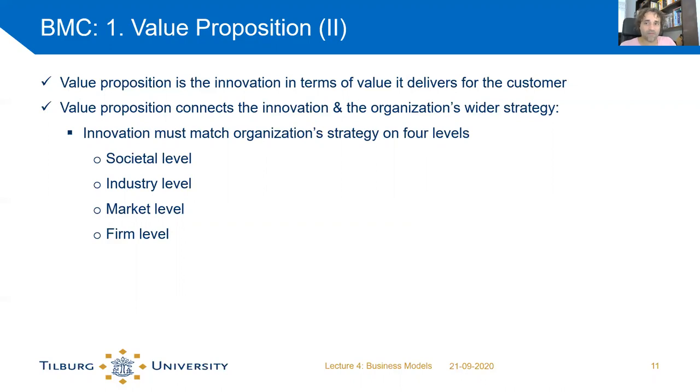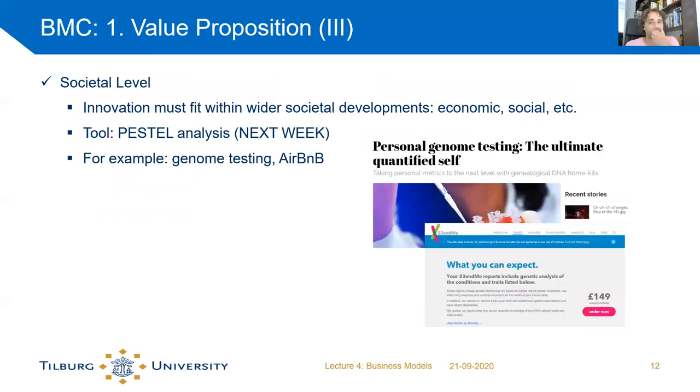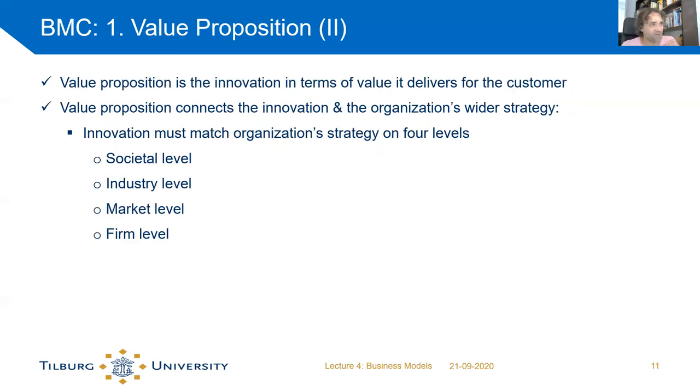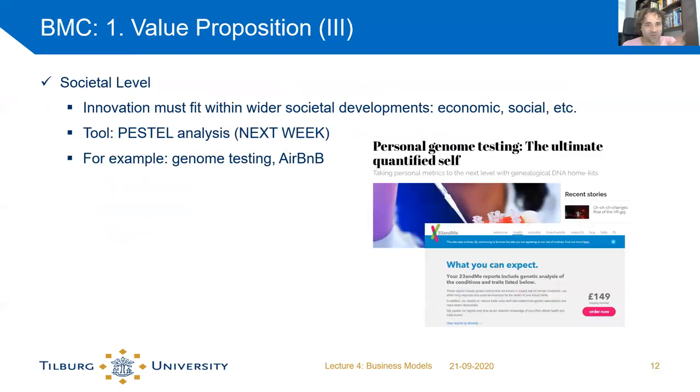And this is the last thing I will explain. Then we jump to the market part of the innovation, and then I will quit the lecture and record it further. I cannot continue now because I have a lecture at 11 o'clock as well, so I have to quit at some point. But let me finish this, and then we quit the lecture. Basically I can explain this quite quickly. So the value proposition must match the organization strategy on four levels, and that's what we'll be discussing next week.